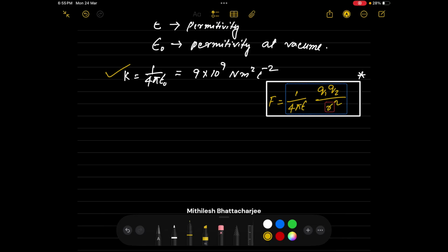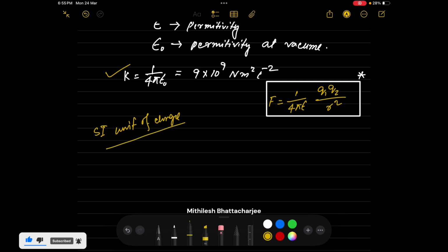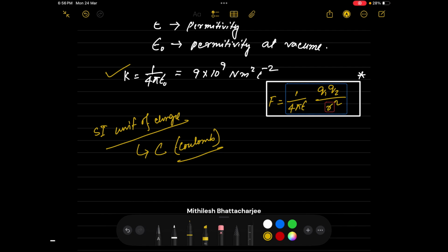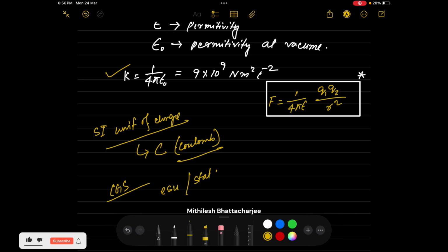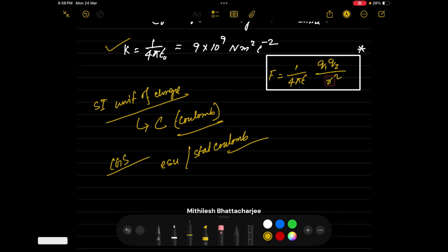Now we can say the SI unit of charge. SI unit of charge is what? Coulomb. And the CGS unit of charge is ESU, or stat coulomb.